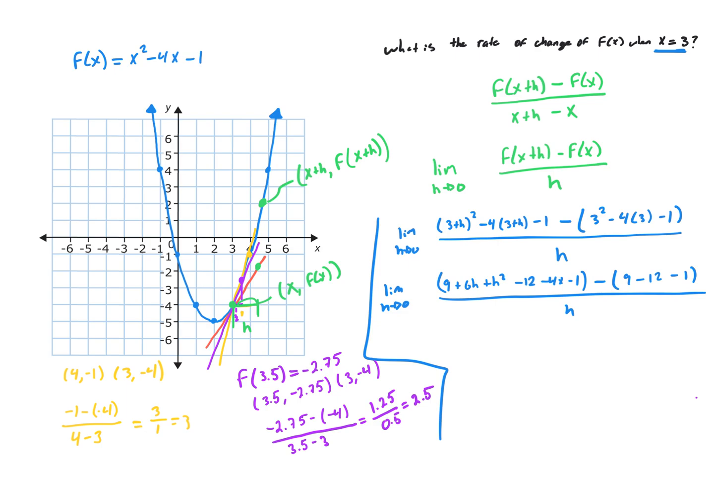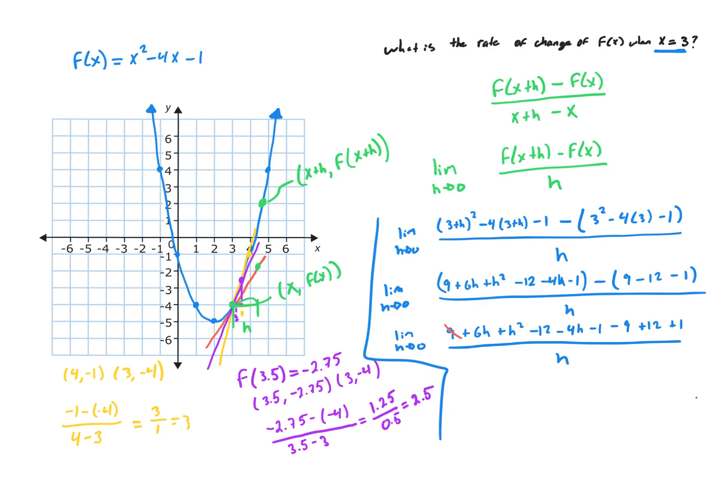So let's see if we can simplify down some of these. I'm going to go ahead and get rid of parentheses, because I'm minusing all of these. It's going to change the sign of each of these. So I'm going to have the limit as h approaches 0 of 9 plus 6h plus h squared minus 12 minus, this is supposed to be an h, sorry, minus 4h minus 1 minus 9 plus 12 plus 1, all over h.